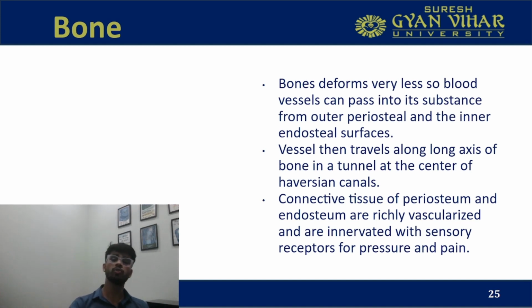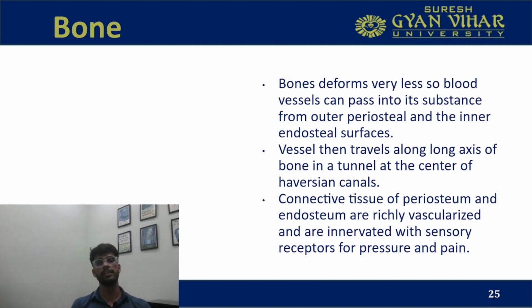They pass into the bone through the outer periosteal surface, which is the outer layer of the bone, and the endosteal surface, the inner layer of the bone. Because there is no deformation in the bone, there will be no restriction of the blood supply. Vessels, after entering the bone, travel along the long axis of the bone in a tunnel at the center of the Haversian canals. So we must know how blood vessels enter and travel in a bone.